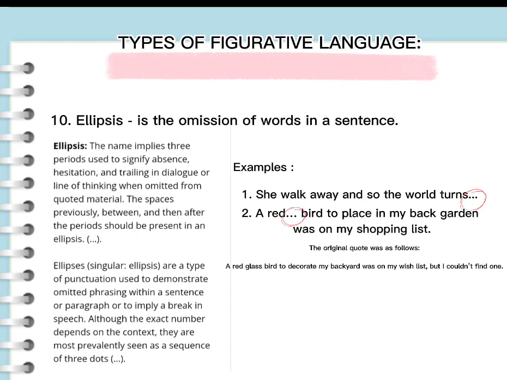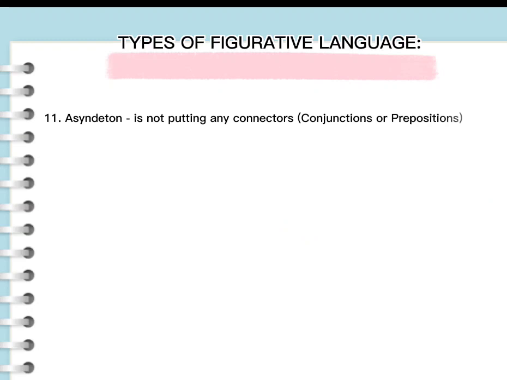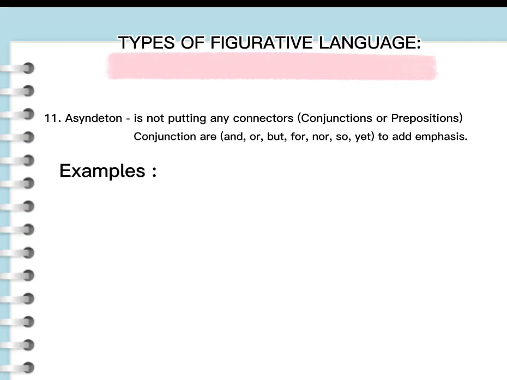Our next type is asyndeton. Asyndeton is not putting any connectors, conjunctions, or prepositions. Conjunctions are and, or, but, for, nor, so, yet, to add emphasis. Okay, let's have examples. No retreat. No surrender. That's an example of a phrase or sentence without any connector such as and, but, for, nor, so, yet, and many more.